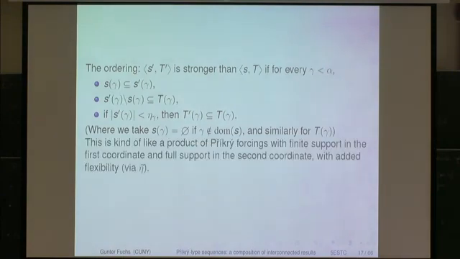All right. So the way you can kind of remember it quickly is kind of like a product of Prikry forcings where we take finite support in the first coordinate and full support in the second coordinate. And we have some added flexibility via these eta gammas because I'm not always adding omega sequences. Okay, so let's see, I drew a picture for that too.